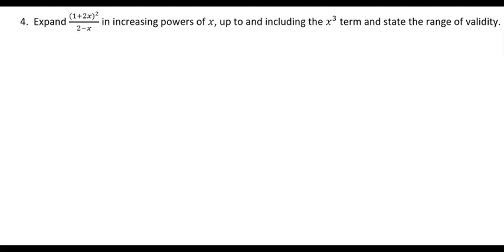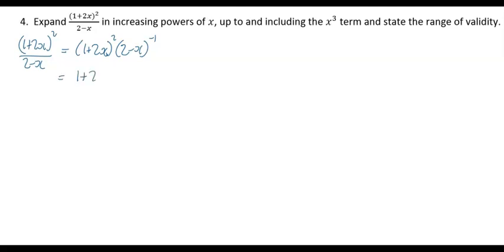So we're just going to say we have got 1 plus 2x squared all over 2 minus x. And you could write that as 1 plus 2x squared upon 2 minus x, and that is the power of minus 1. So you've got that thing off the denominator to the numerator as 2 minus x, the power of minus 1.